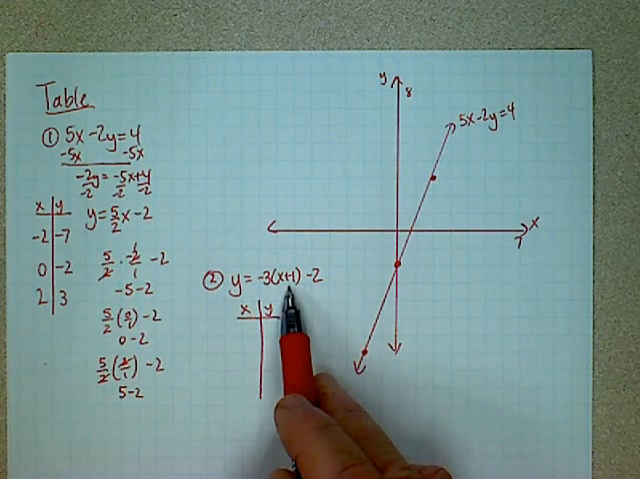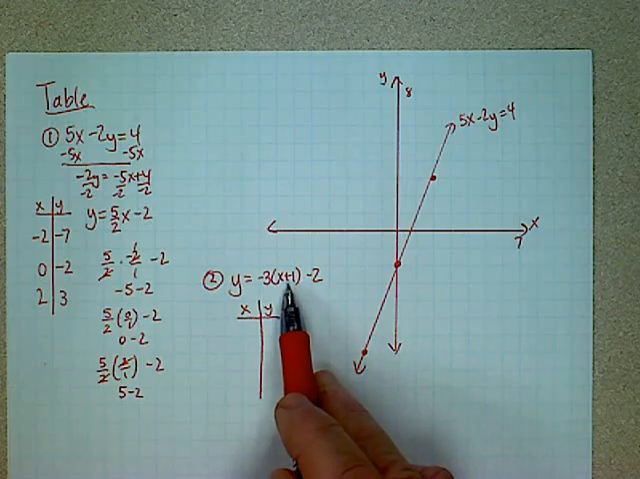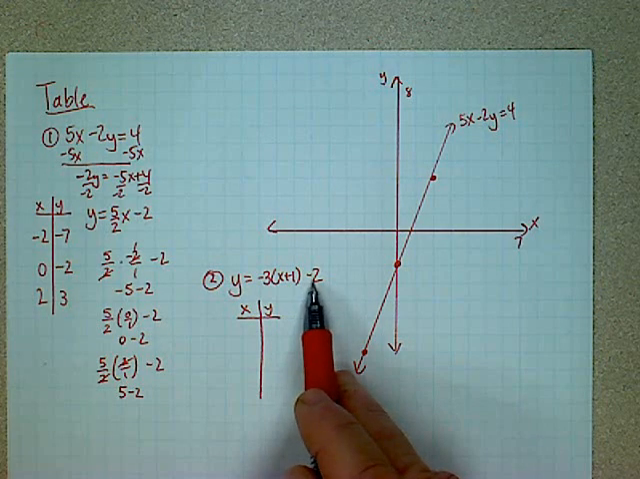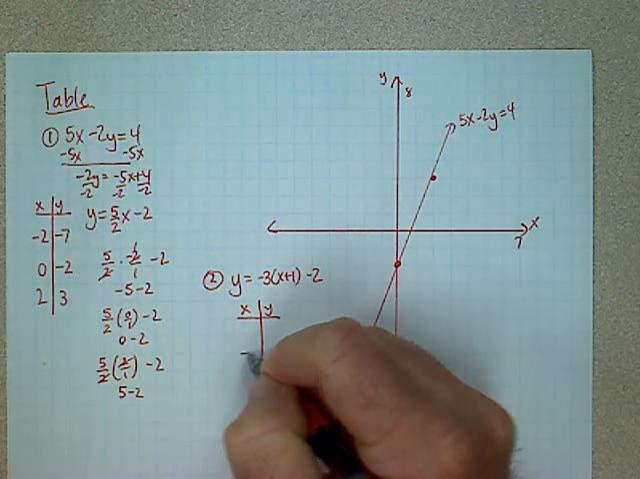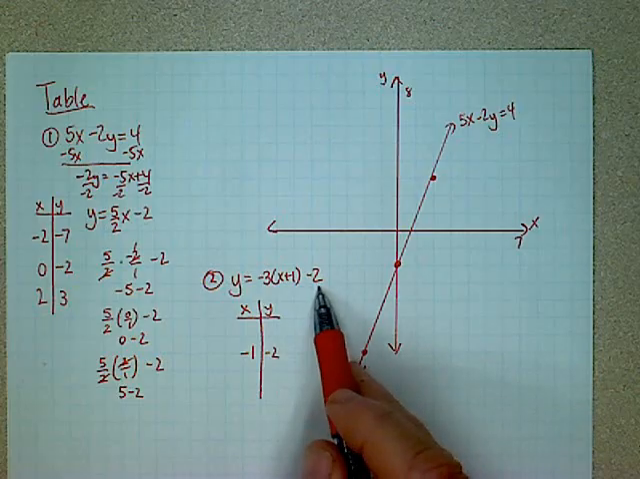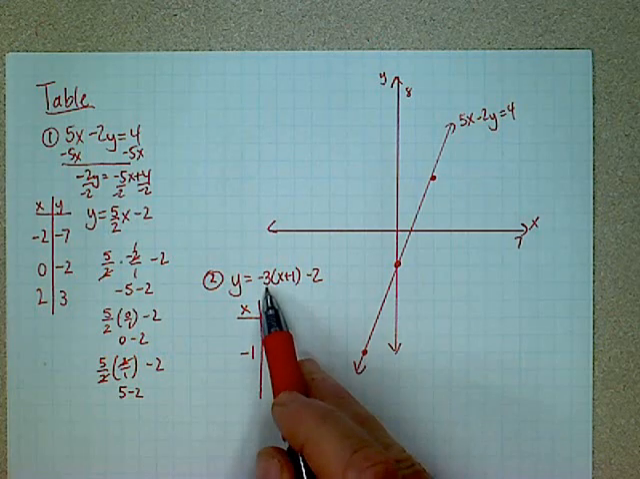So I know my point here comes from this, negative 1, comma, negative 2, the opposite of the number inside the parentheses, comma, negative 2. So that's what I'm going to put in the middle of my table. Negative 1 is negative 2. Again, that point that comes from it. And now my common difference, or slope here, is negative 3.